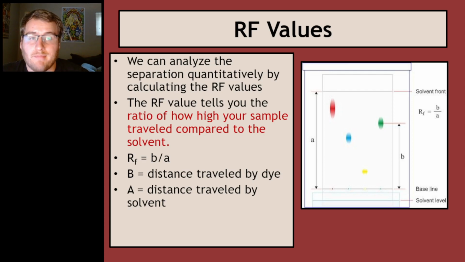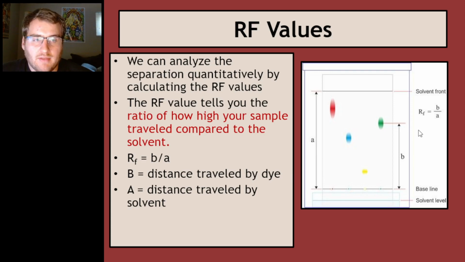We can also do a little bit of math to analyze it. We can analyze the separation quantitatively by calculating RF values. The RF value tells you the ratio of how high your sample traveled compared to your solvent. Okay, so this is a very simple way to calculate. A tells you how high your water moved, and you would mark that physically with a pencil. B tells you how far your dye moved, and you'll mark it to the middle of that color, right? So that's the most concentrated part. And then all you do is take B, the distance that the dye went, divided by A, the distance the water went, and it just gives you a ratio of how high your dye went up the paper.